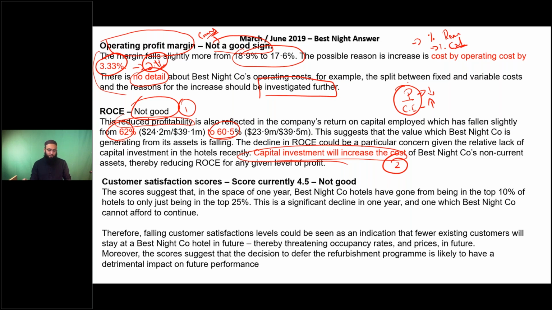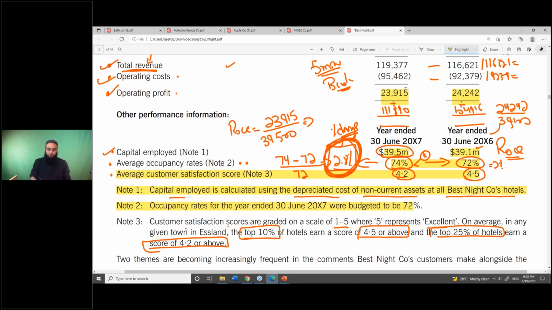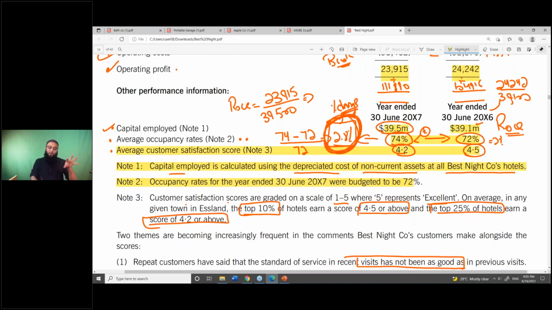Okay, perfect. Customer service scores. This is non-financial. This is the only thing which is non-financial, to be honest here. Your score was 4.5 and now you are at 4.2. So when you were at 4.5, you were among the top 10 hotels. But now when you are at 4.2, you are among the top 25 hotels, which means your performance in terms of quality and customer satisfaction has gone down.